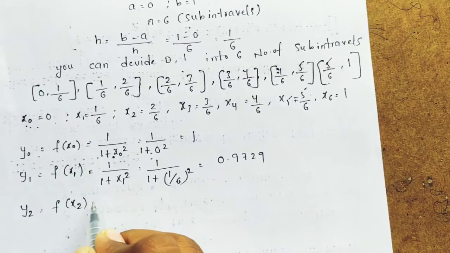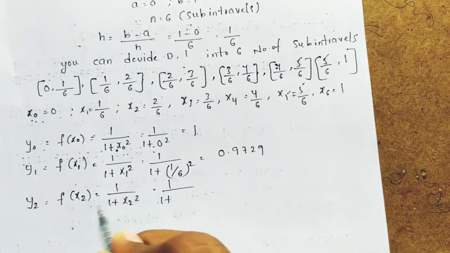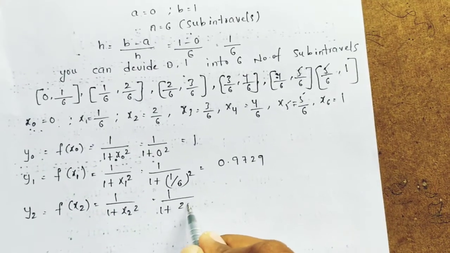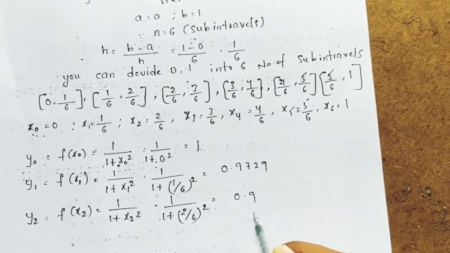And similarly find out the y2 value. Here the y2 value is f of x2, that means 1 by 1 plus x2 square. Here in place of x we can substitute the value x2. Here x2 means 2 by 6 square. Here the value is 0.9.